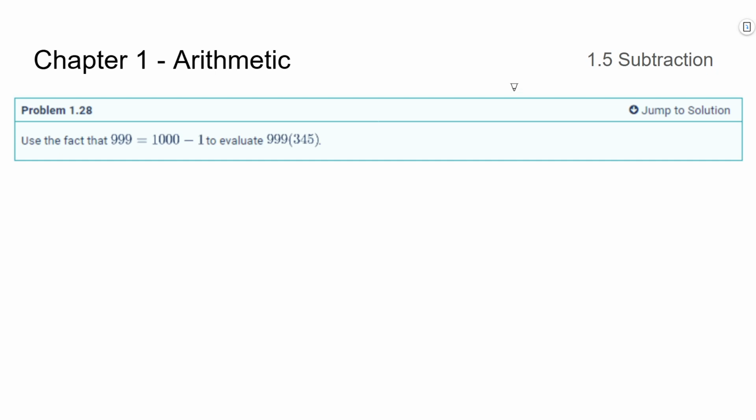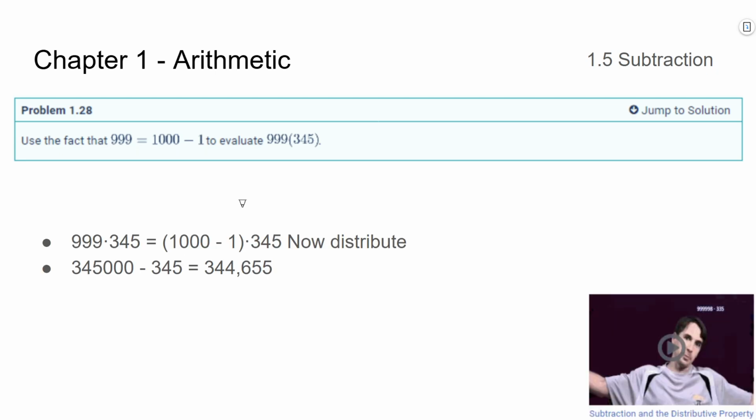All right, on to the next one. Use the fact that 999 equals 1,000 minus 1 to evaluate that. I'll give you a second to do that. This is a big hint right here. 999 is equal to 1,000 minus 1.